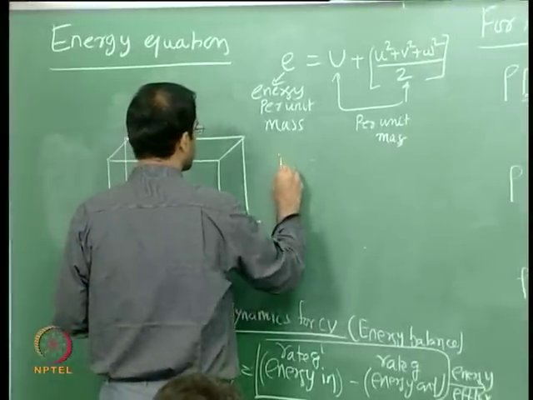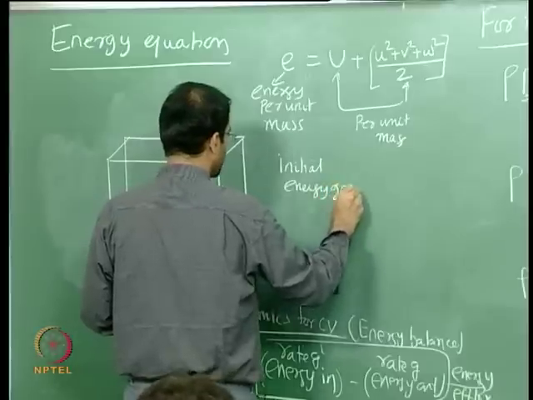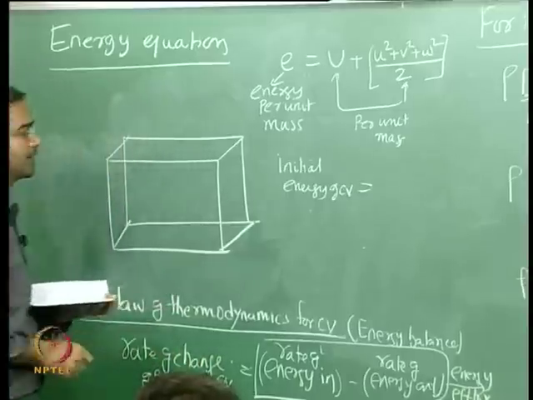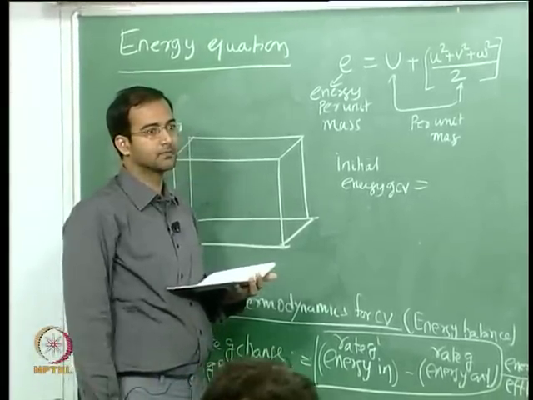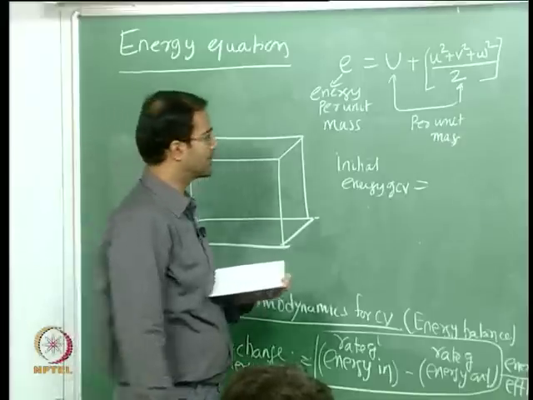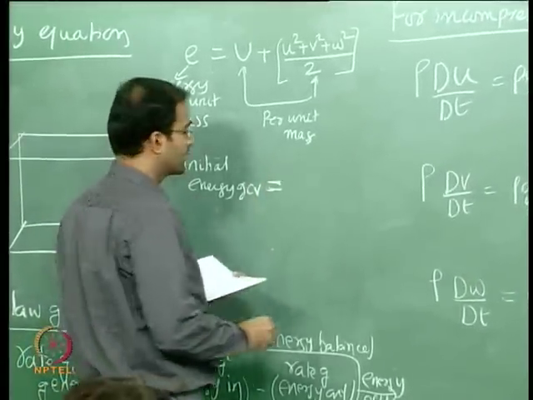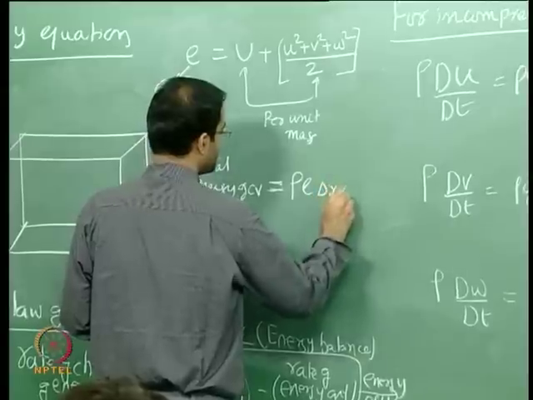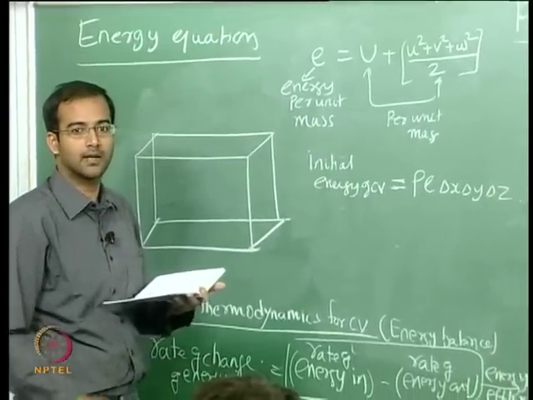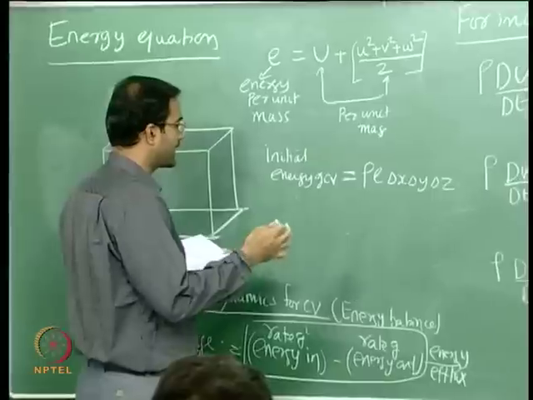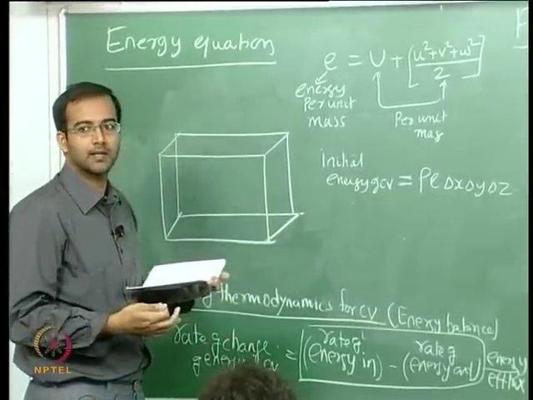So therefore, the initial energy of the control volume will be what? So if I know this is the energy per unit mass for the entire control volume, what will be the energy? Into mass. So that will be density times the volume times this energy, right? So rho E into delta x, delta y, delta z, right? So this is going to be the energy possessed by the control volume at some starting time from which you are calculating the change in the energy after a time delta t, okay.